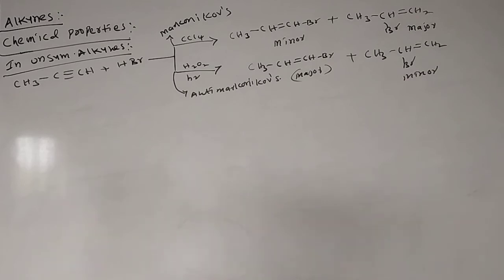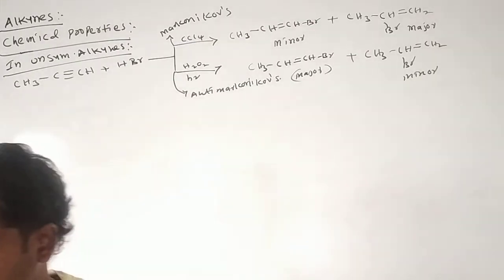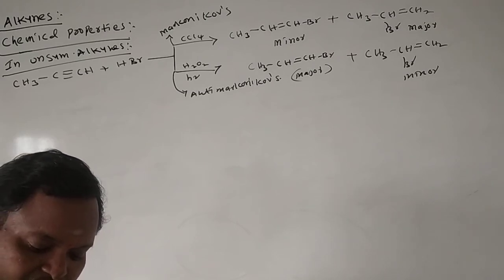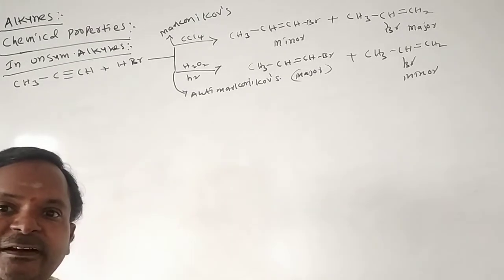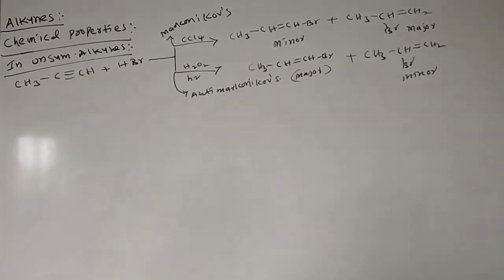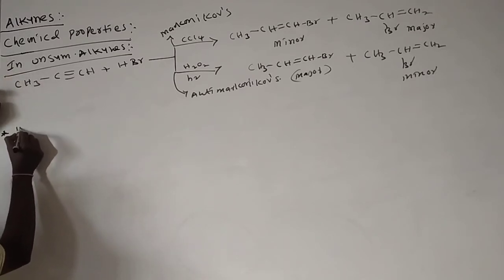What is the Markovnikov rule? The negative part of the reagent should be attached to the carbon which has fewer hydrogens. That is the Markovnikov rule. Attachment to the carbon with more hydrogens is the anti-Markovnikov rule, also called the Kharash effect or peroxide effect. Already we know about that, and I don't want to discuss all the topics here. This is hydrohalogenation in unsymmetrical alkynes. Next we will see hydration.